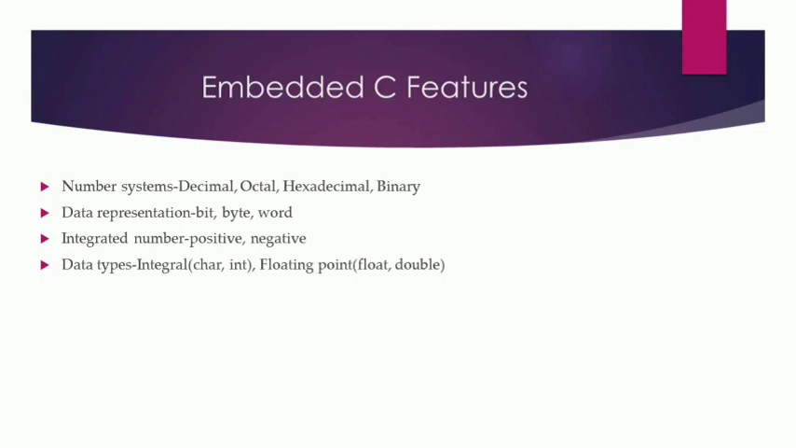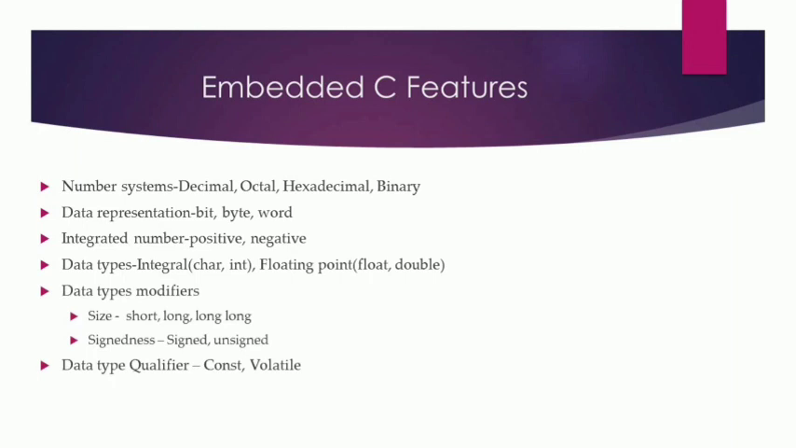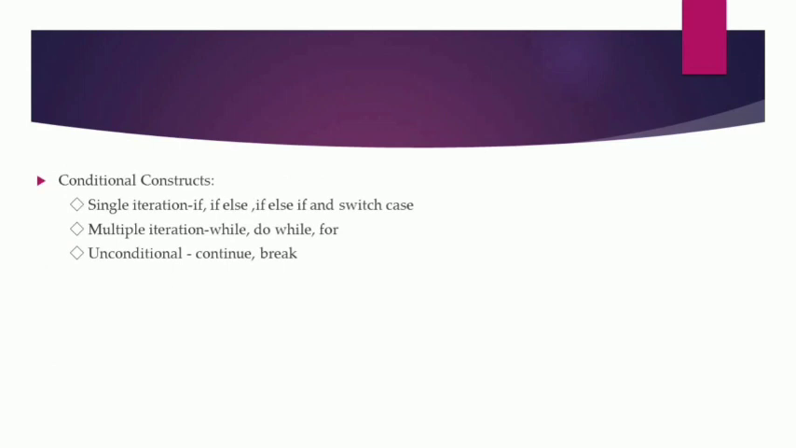Data types: integral, which contains character and integer, and floating point, float and double. These are the data types present in C. The data type modifiers are the size modifiers short, long, and the sign modifiers, which determine positive and negative, signed, unsigned. Data type qualifiers: constant and volatile. A constant we cannot change afterwards. The conditional constructs: single iteration, if else, if and switch case; multiple iteration, while, do while and for loop; unconditional, continue and break.